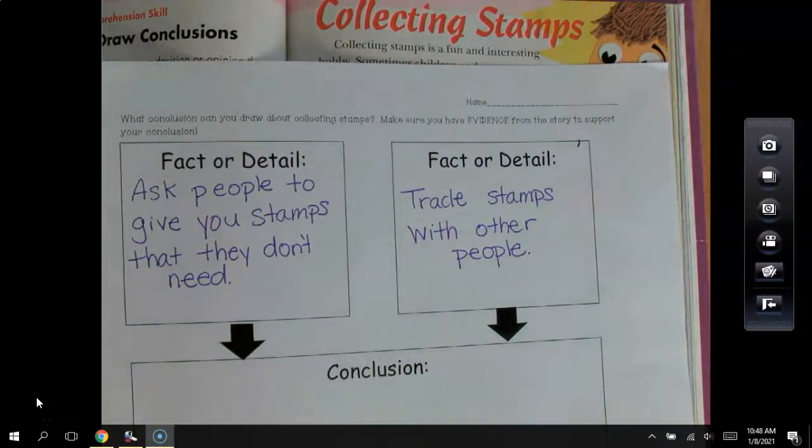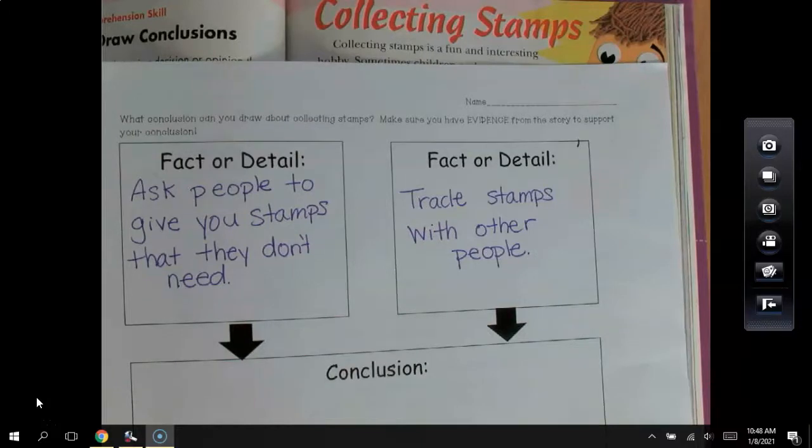Now, are those the only 2 ways to get stamps? Absolutely not. There's several ways that we can find and figure out how to get stamps. But those are 2 ways that they gave us in our story. So even if you have another way, that's great. But when we provide evidence, we need to make sure we pull that evidence from the story that we're reading.